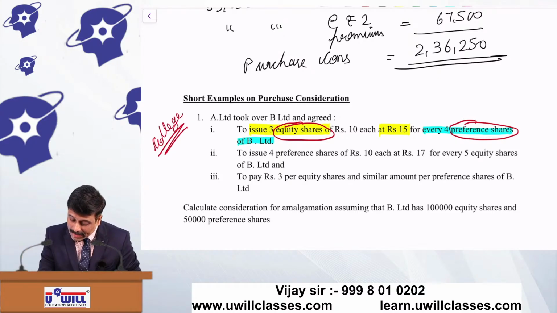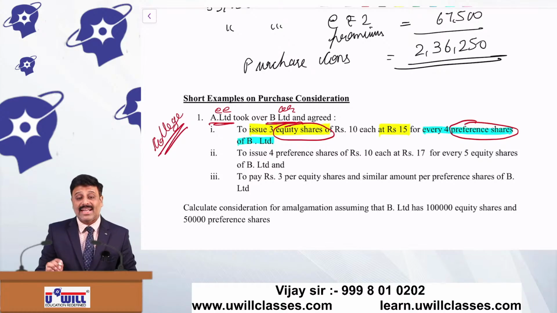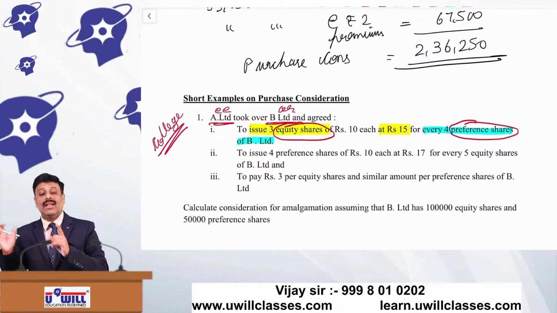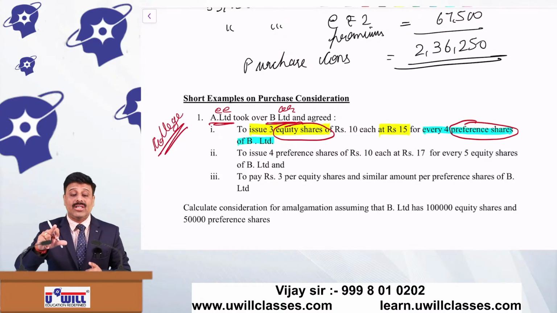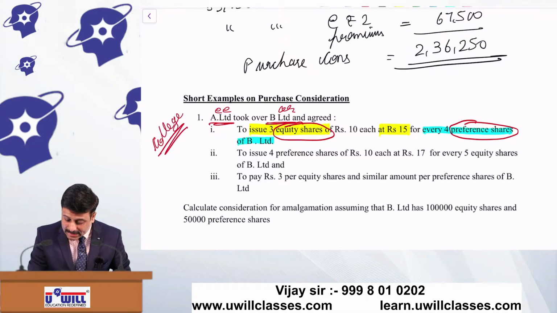Here, A Limited took over B Limited. A Limited is the purchasing company, that is the transferee company. B Limited is going into liquidation, that is the transferor company. What will A be giving to the preference shareholders of B Limited? Equity shares. Second sentence: to issue 4 preference shares of 10 each at rupees 17, value will be 17, for every 5 equity shares of B Limited.